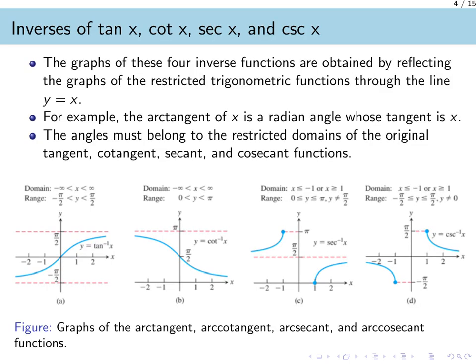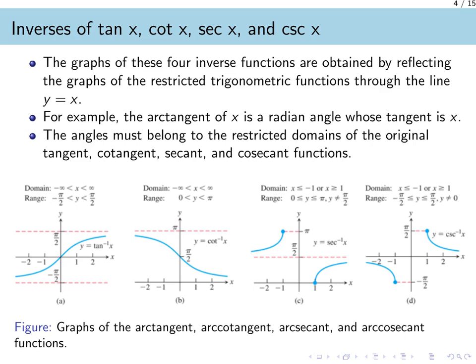Let us explore the remaining 4 inverse trigonometric functions, which are all designed to answer the question, what angle produces a given trigonometric value? Just like any inverse, their graphs are created by reflecting the graphs of the original functions across the line y equals x. For this to be possible, we must first limit the original functions to a restricted domain where they are 1-to-1.